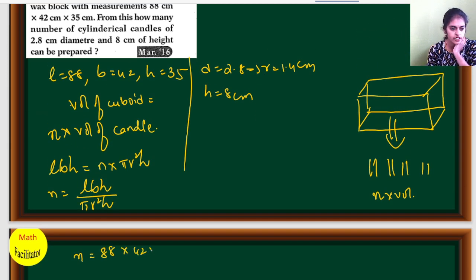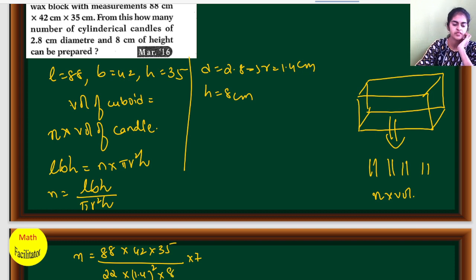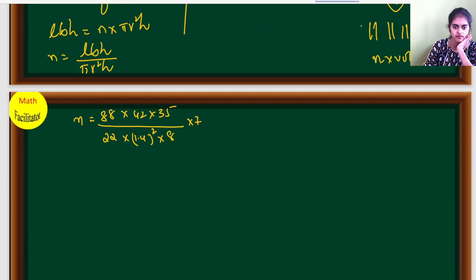88 into 42 into 35, LBH, divided by pi. I'm taking it as 22 by 7. So 7 goes with the pi, into R. Radius of the cylinder is 1.4. So 1.4 into 1.4, actually 14 square. Height is 8. Okay, so from this, 8 ones are 8, 11 ones are 11, 11 twos are 22, 2 ones are 2.